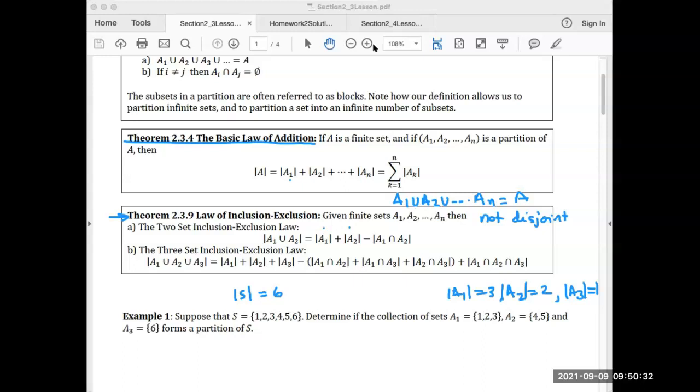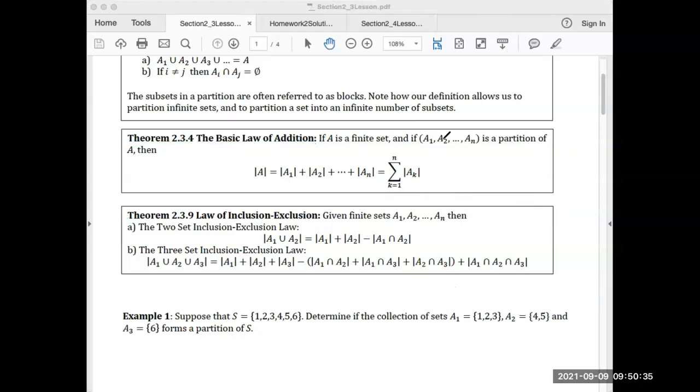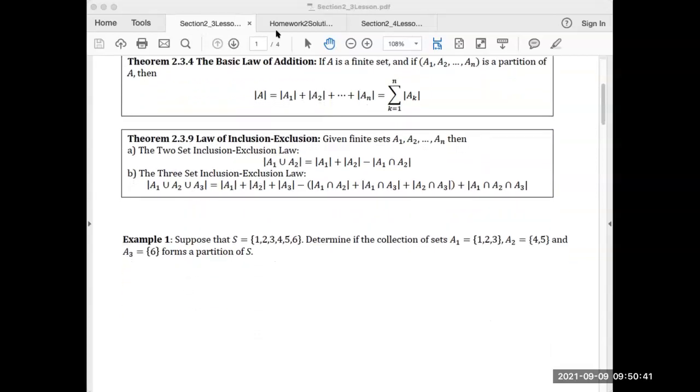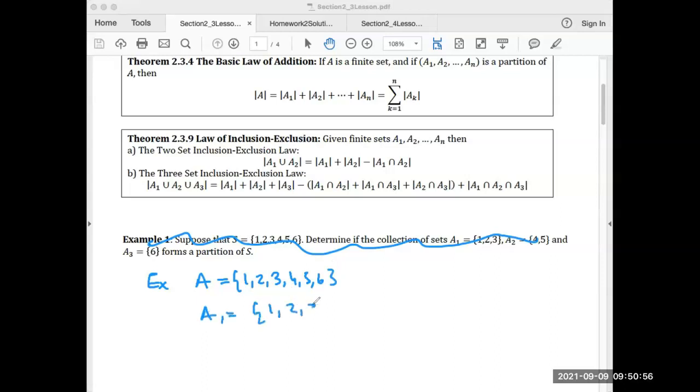So let me give you an example of that. Basically you can't double dip, you can't double count, okay? Let's say I have A equals 1, 2, 3, 4, 5, 6, and I split this into two. A1 is 1, 2, 3, 4, and A2 equals 3, 4, 5, 6. Okay, so it accounts for all the elements, but there's overlap, right? They're not disjoint. The common elements are 3 and 4.